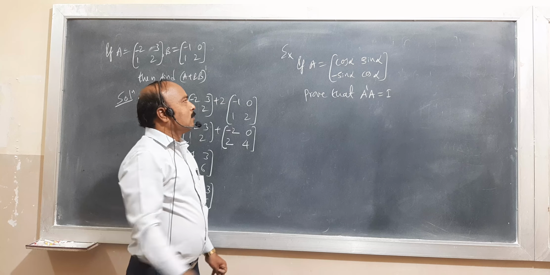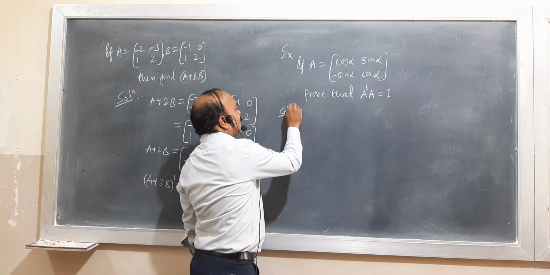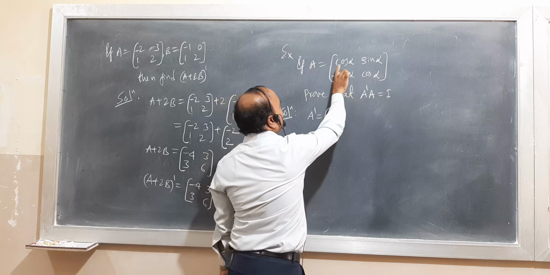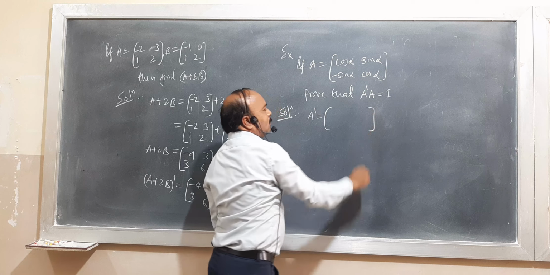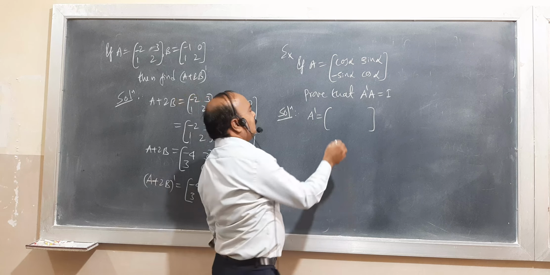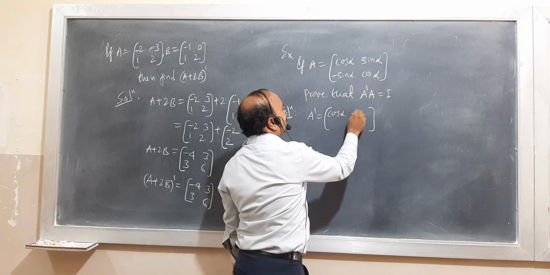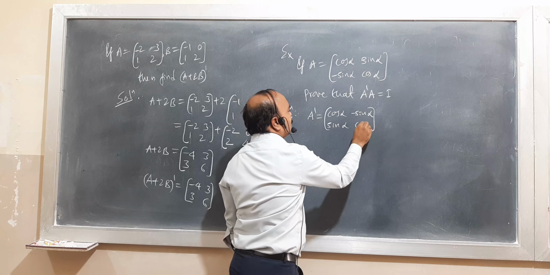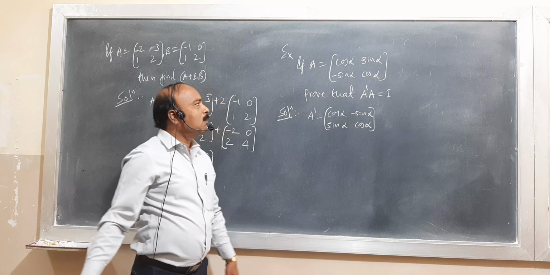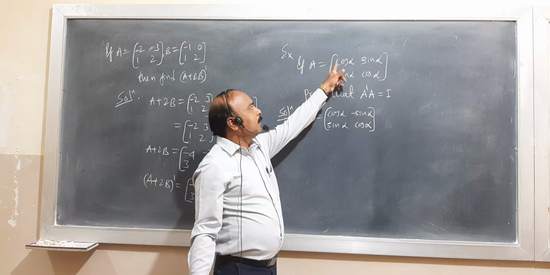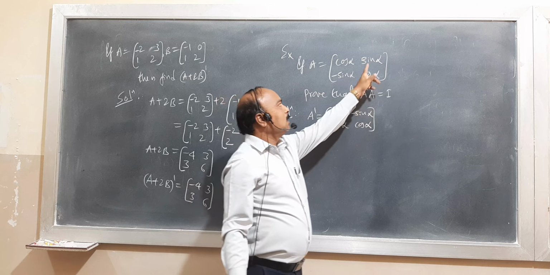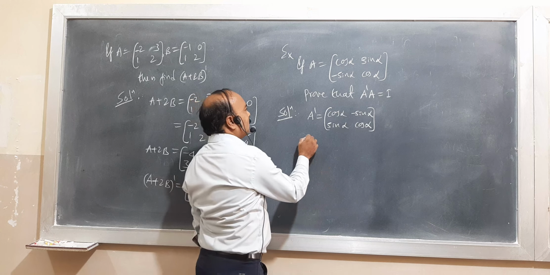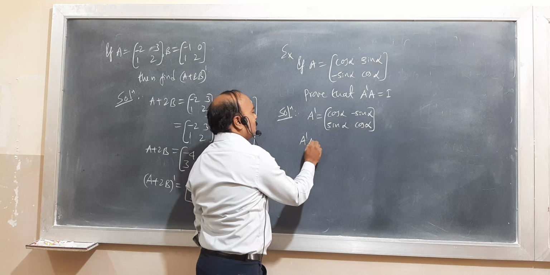Now first we go for the transpose of A, that is A'. Here the rows and columns are interchanging, that is [cos alpha, -sin alpha; sin alpha, cos alpha]. It is the transpose of matrix A. Here the first column changes to the first row and the second column changes to the second row. It is A'.